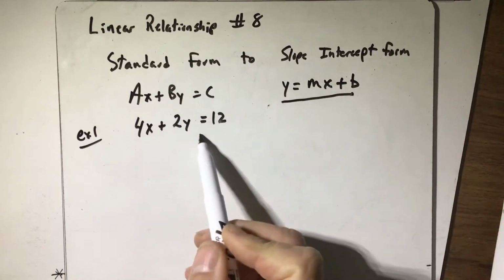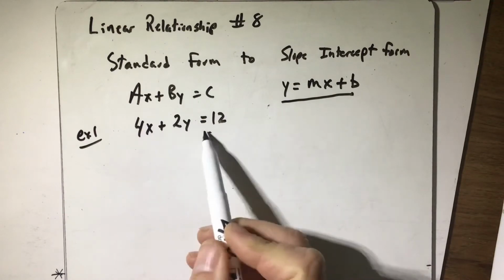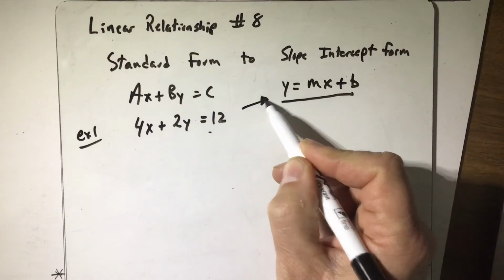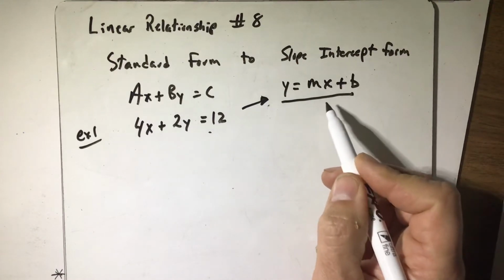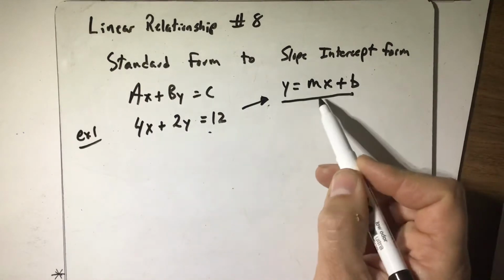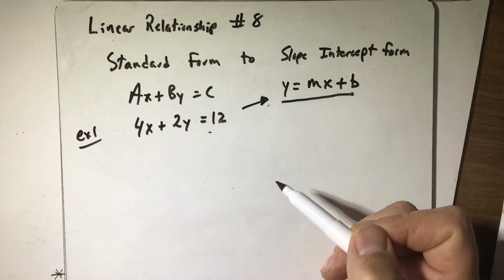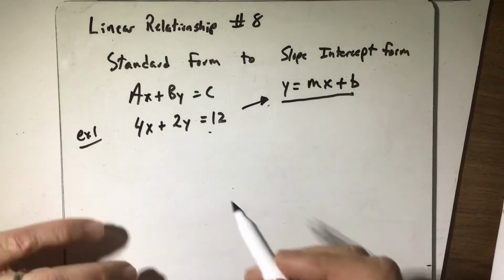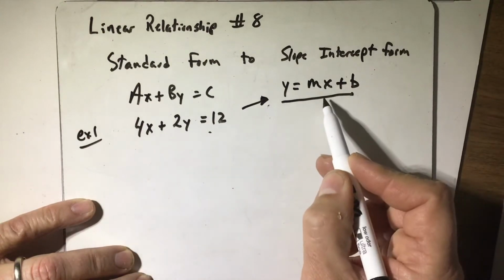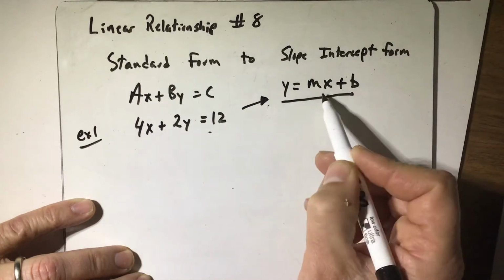Here's an example of a linear relationship in standard form. We want to convert this into slope-intercept form, because this is easy to graph. That's why we're doing this. If you can take this form and make it into that, then we can graph it. This is going to be really important in our next unit. So here's a standard form equation, and we're going to this form.